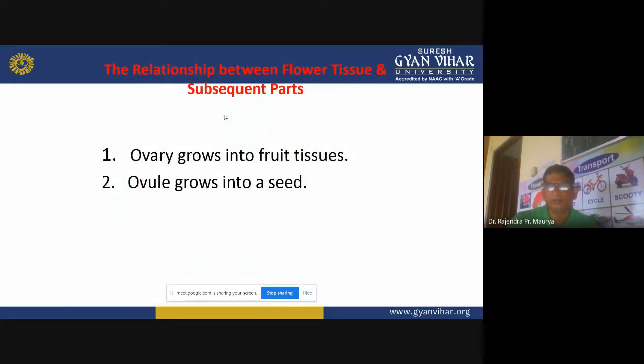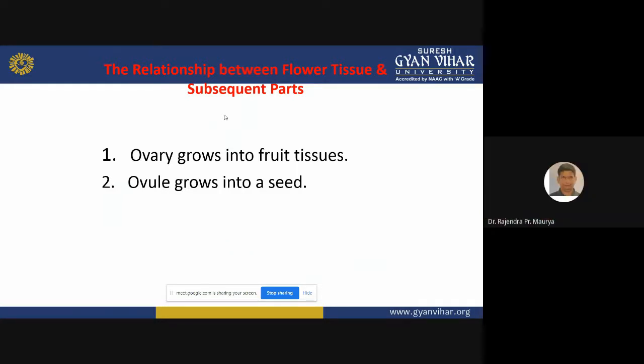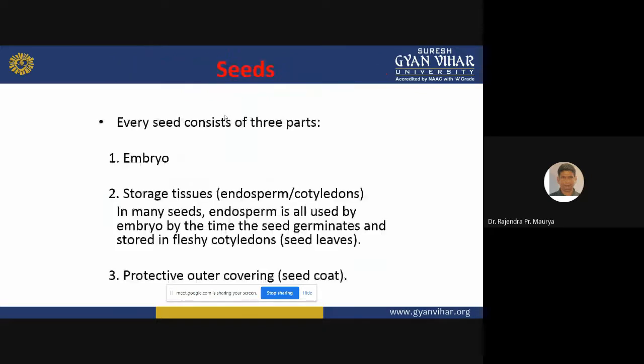So the relationship between flower tissues and subsequent parts. The ovary grows into the fruit tissues, and the ovule grows into a seed. Many times I mentioned this mature ovary, or ripened ovary, is a fruit, and mature ovules, or ripened ovules, are the seeds. So we can say ovules convert into seeds and the ovary converts into the fruit.